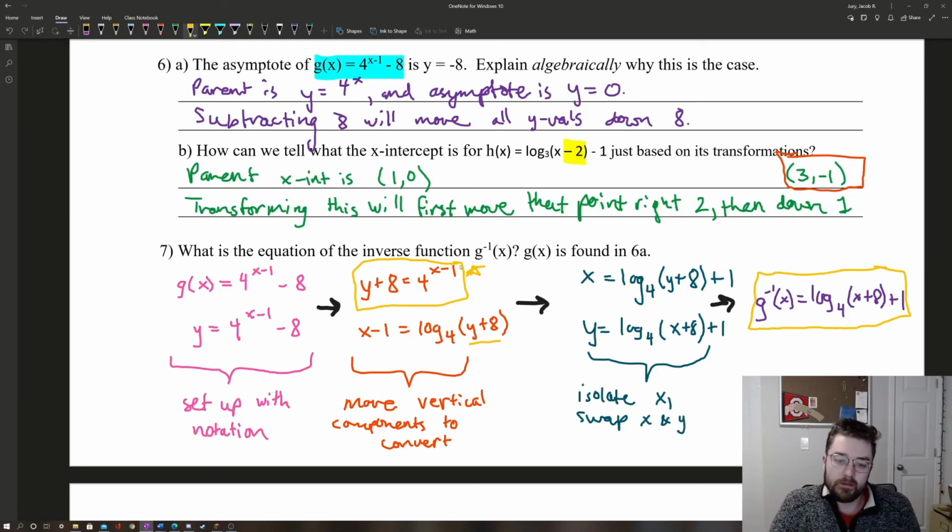Another thing you might notice to wrap up this video is we maybe didn't have to do all this inverse calculations if we could just pay attention to the transformations on the function g of x. So g of x is moved right 1, so we can kind of get the gist of what's going on here. So it's moved right 1 from its parent, and then down 8. So we'll just say it's about right here, sitting there on our graph.